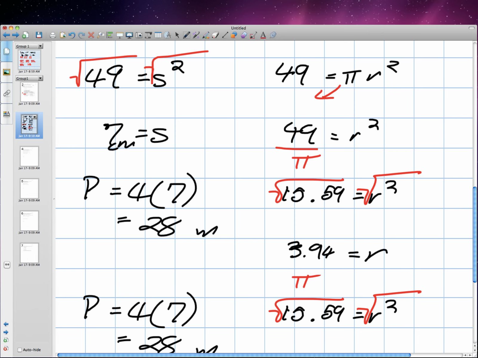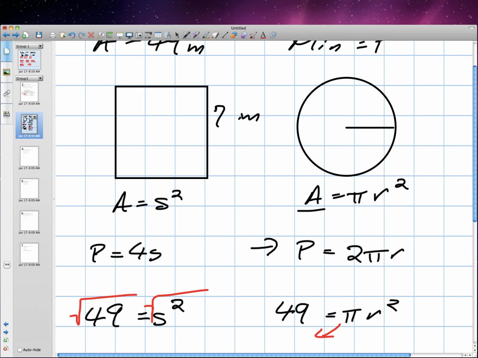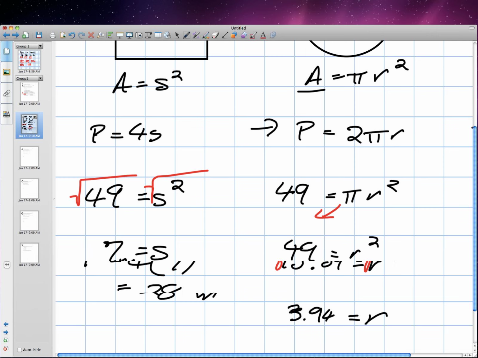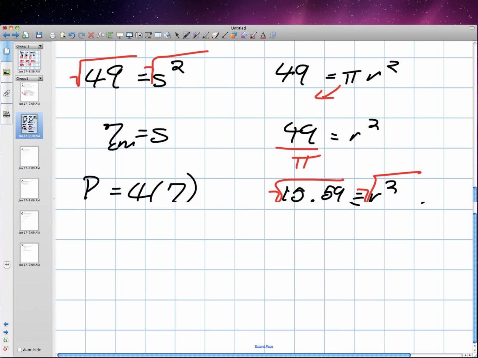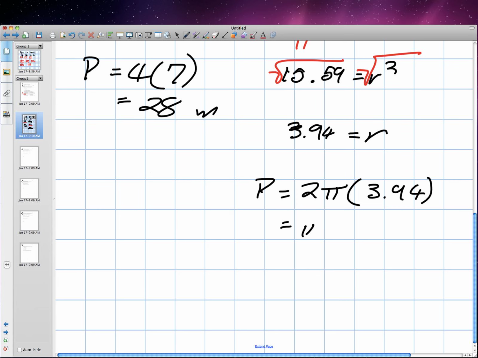So we're going to plug our R into this equation to find out the perimeter of this circle and see if it's smaller than the square. So the perimeter is 2 pi, and instead of R, we plug in our value of 3.94. We multiply 3.94 times 2, 7.89, or 7.88, times pi. That gives 24.8 meters.